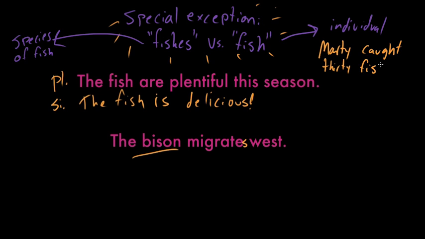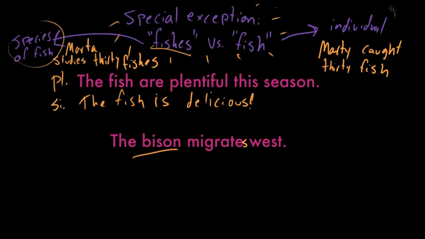30 fish. But let's say, on the other hand, your Aunt Marta is a prodigious marine biologist, and she studies 30 different types of fish. You would say, Marta studies 30 fishes. And that doesn't mean that she studies 30 individual fish. That means she studies 30 types of fish. That's the difference. Fishes is referring to species. Fish refers to individuals. That's how you'd use them in the plural.